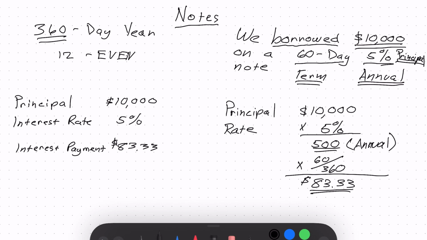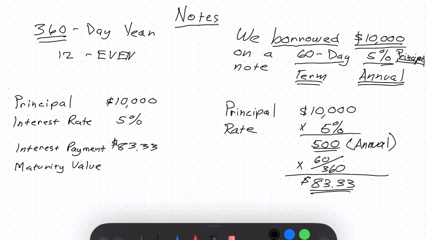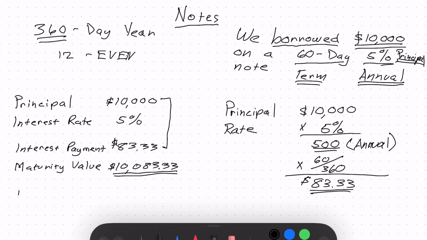Another one that we may find is being asked for what the maturity value is. The maturity value is what we're going to have to pay when we reach the end of our term: the initial $10,000 that we borrowed plus the $83.33 that we accrued in interest. What we might also be asked on this is what is the term of the loan? The term is telling us how long it is for. And for this one, it was 60 days.